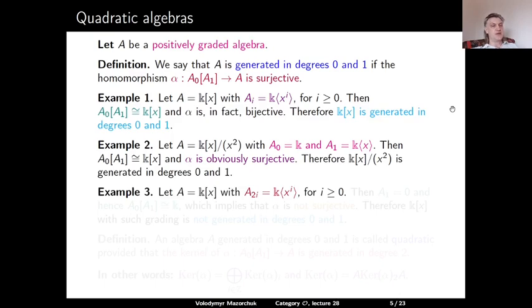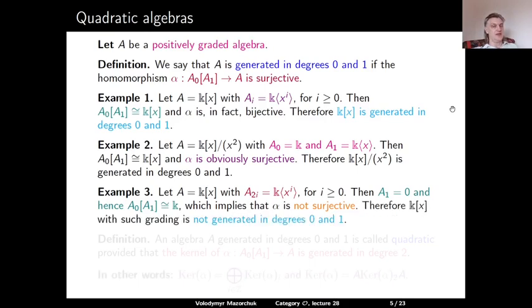Example 3. Consider the polynomial algebra with a slightly non-standard grading, where we call the linear span of x to the power i the homogeneous component of degree 2i, where i is a non-negative integer. Then, in particular, A1 is a zero vector space, and hence the tensor algebra of this bimodule over A0 is just the base field, which implies that alpha cannot be surjective. Therefore, the polynomial algebra with this non-trivial grading is not generated in degrees 0 and 1.